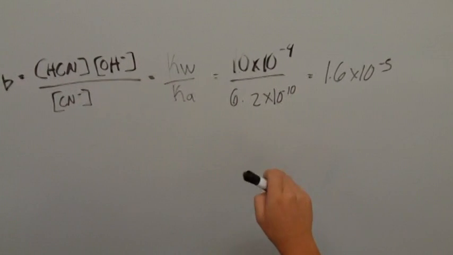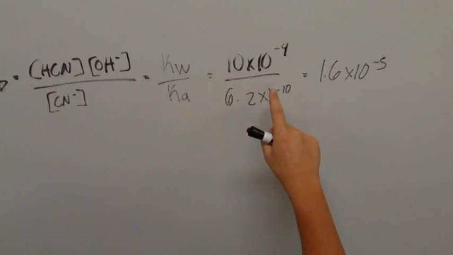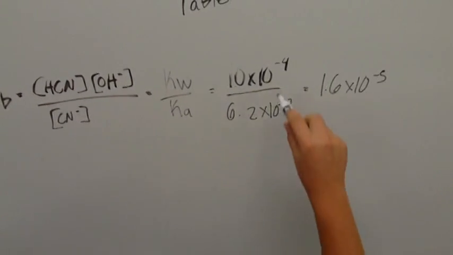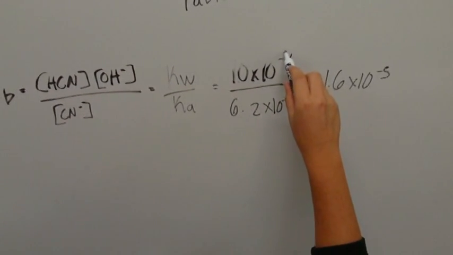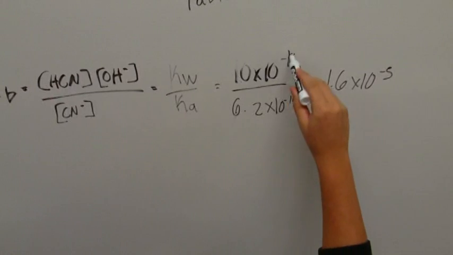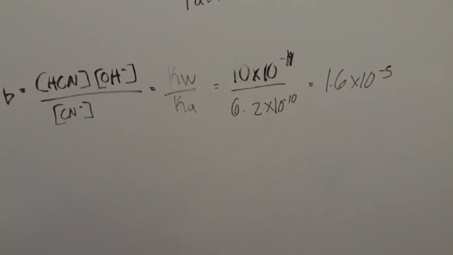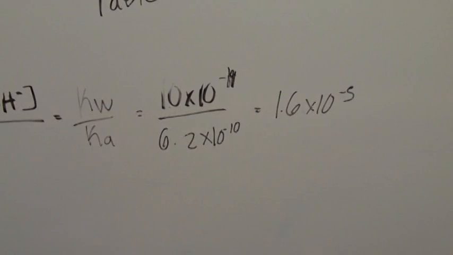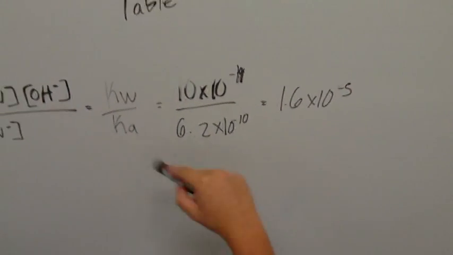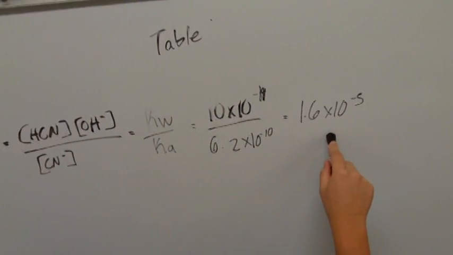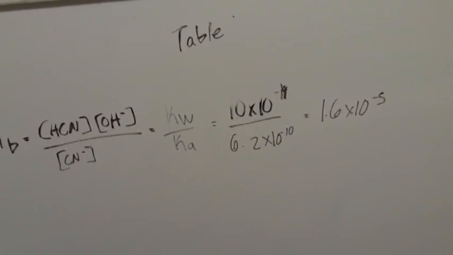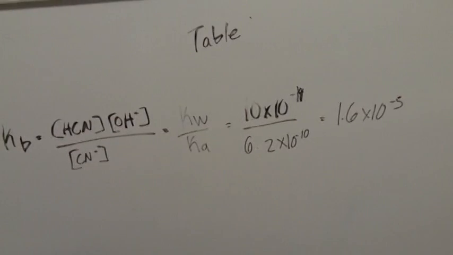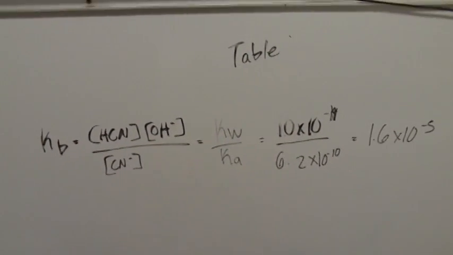So we know that Kw is 1 times 10 to the negative 14. And looking at the Ka value there, we get 6.2 times 10 to the negative 10. Simple math gives us the Kb, which is 1.6 times 10 to the negative 5. So that's what we get for our Kb value.